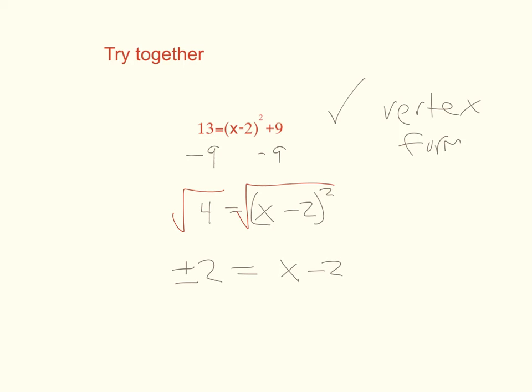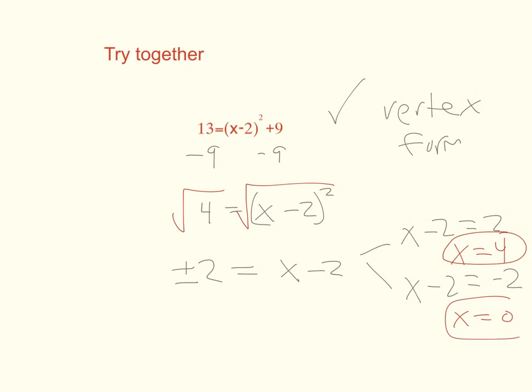All right, so now we have two possible outcomes. We have x minus 2 equals 2, and we have x minus 2 equals negative 2. And we're going to end up with two solutions here. So the solution we end up with here is that x equals 4 or x equals 0. All right, so these are our two solutions to this problem.